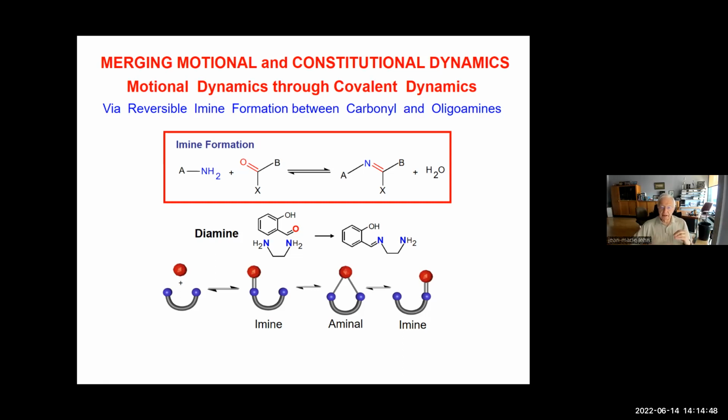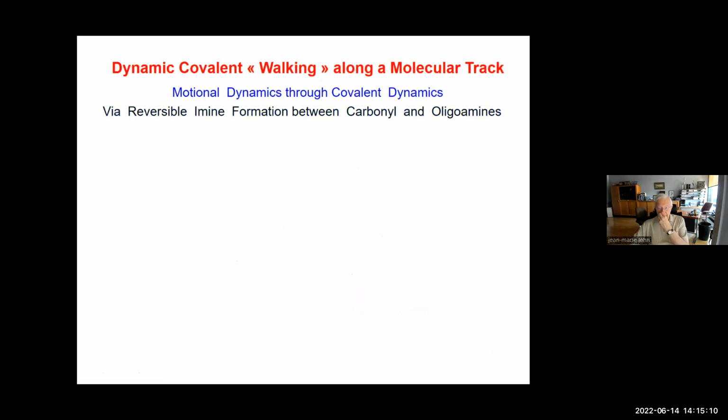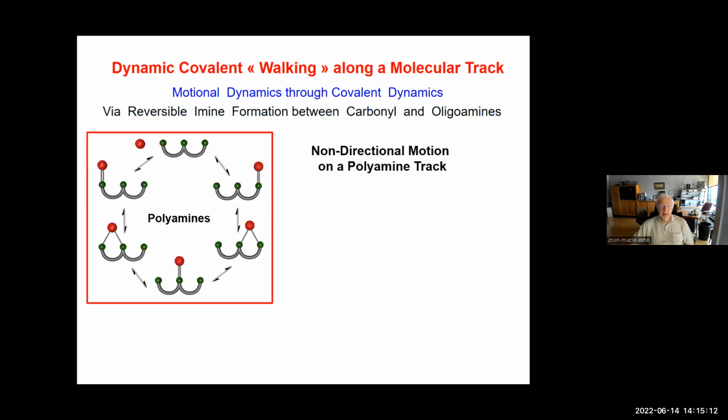Of course, the rate at which it walks depends on the distance between the two nitrogens. It is relatively fast when it's just ethylene diamine, and it gets slower and slower when the two nitrogens are further away. So this is a dynamic covalent motion in what you may call aminal steps. Now, one can extend it by taking polyamines, where the same happens, where one can show that a carbonyl group connected on one side can walk to the other side. But this is non-directional motion.